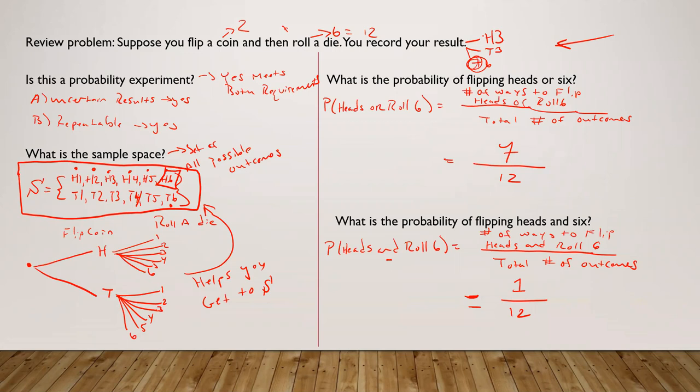So how did I get the 12? Do you see the sample space here? There's 1, 2, 3, 4, 5, 6, 7, 8, 9, 10, 11, 12 objects in it. That's how I got the 12. It's the total number of possible outcomes.